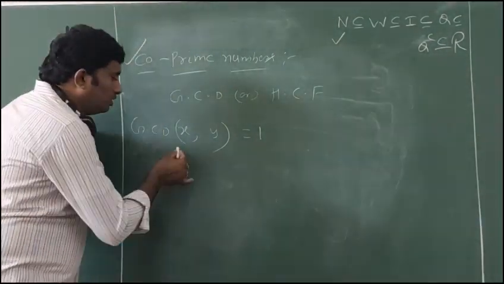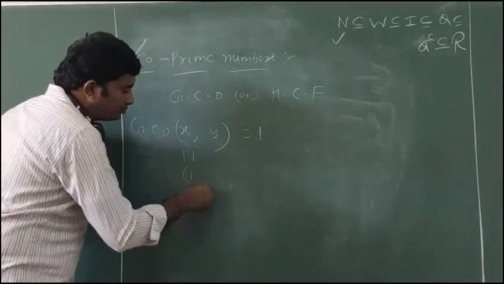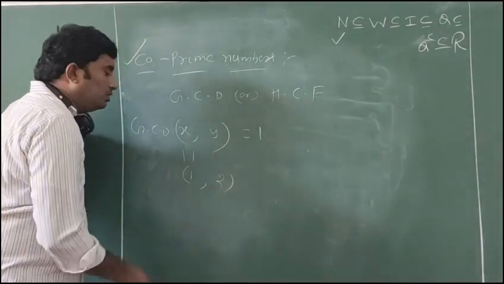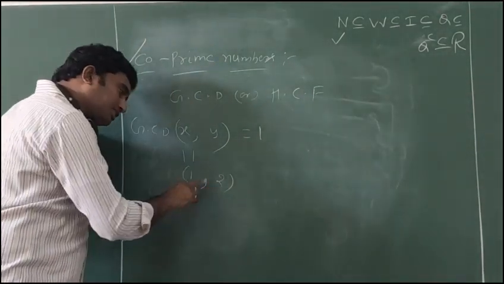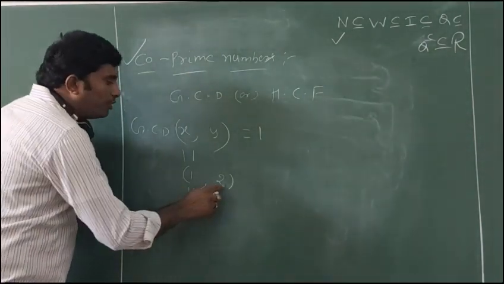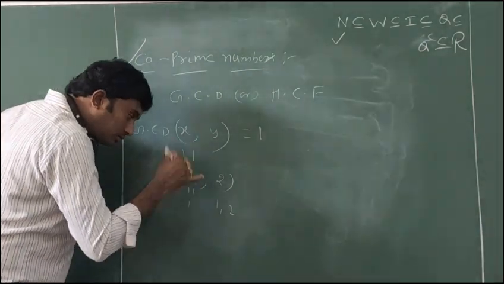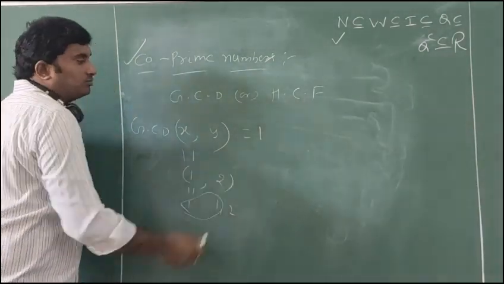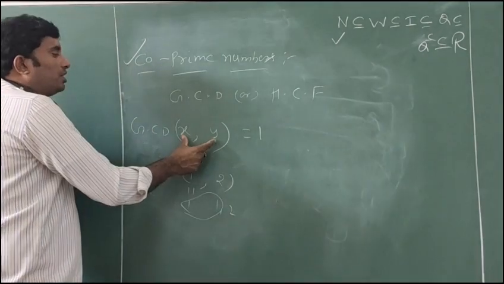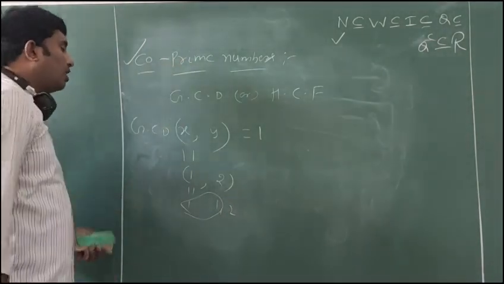For example, in place of x you take one natural number, you can take any one, 1. In place of y I will take 2. What about 1 and 2? Are these two numbers co-prime or not? Yes, co-prime. Why? Because how many factors exist for 1? 1. How many factors exist for 2? 1 and 2. What is the common factor? 1. Therefore, if the greatest common factor of two natural numbers is 1, then the two natural numbers are called co-prime.